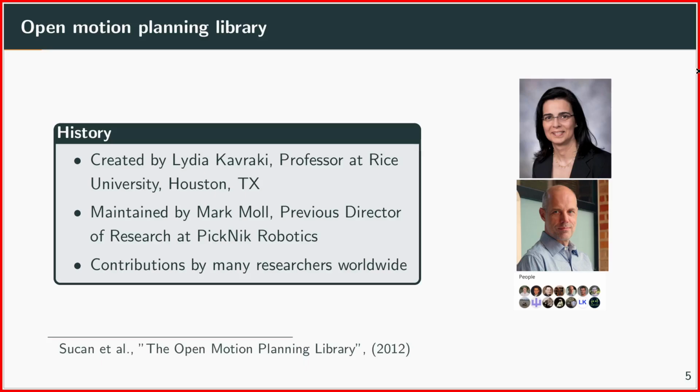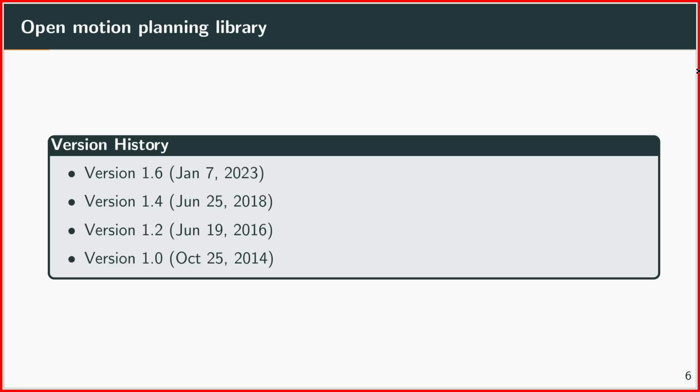A small history of OMPL. It was originally created by Lydia Kavraki. This is the person up here. She's a professor at Rice University in Houston. The main maintainer of this library is Mark Moll. He was previously director of research at Picnic Robotics, which is also one of the robotics companies which rely heavily on OMPL. And there are a lot of contributions by many researchers worldwide. Usually if someone develops a new motion planning algorithm, very often they also contribute to this OMPL library and extend it. Currently version 1.6 was released in 2023, and the first version was released in 2014. So it's roughly almost 10 years since version 1.0.